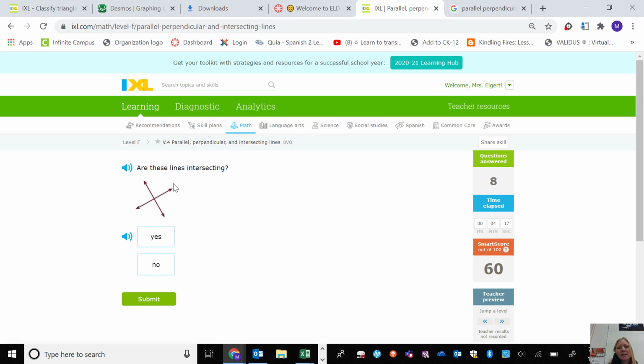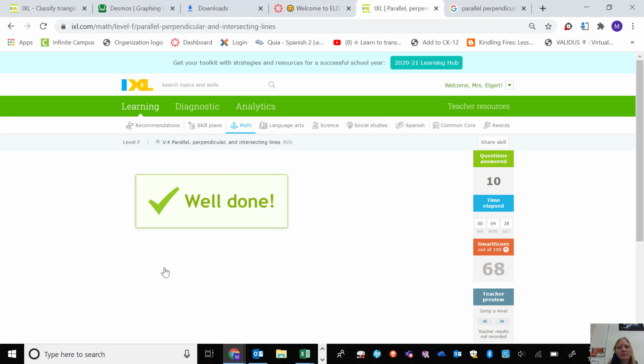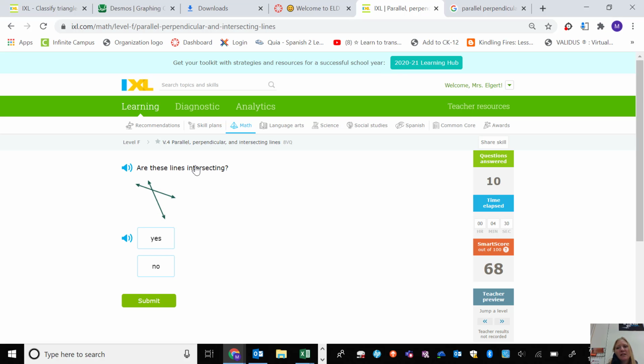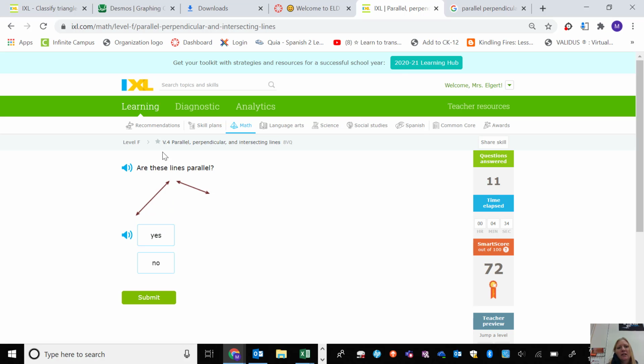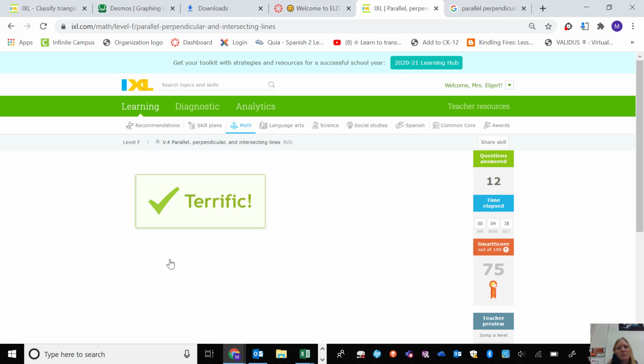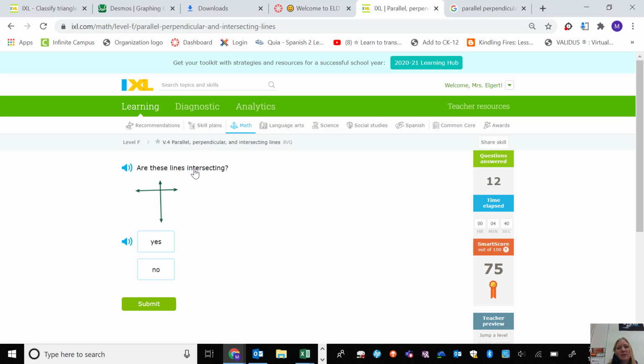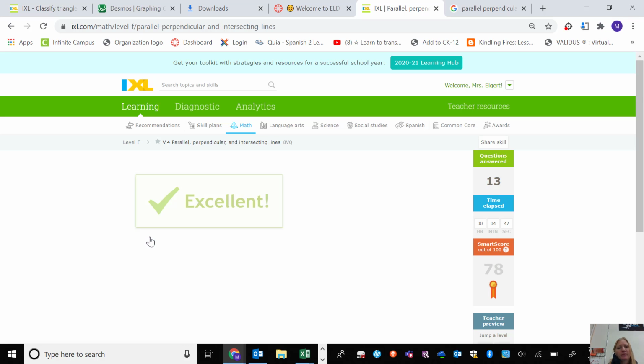Are these lines intersecting? Do these two lines cross? Yes. Are these lines intersecting? Are these lines ever going to cross? No. Are these lines intersecting? Yes, they are. Are these lines parallel? No. Are these lines intersecting? Yes.